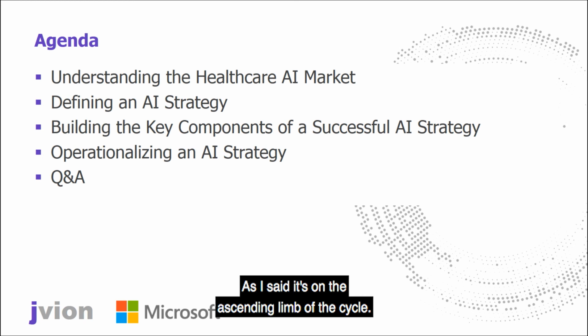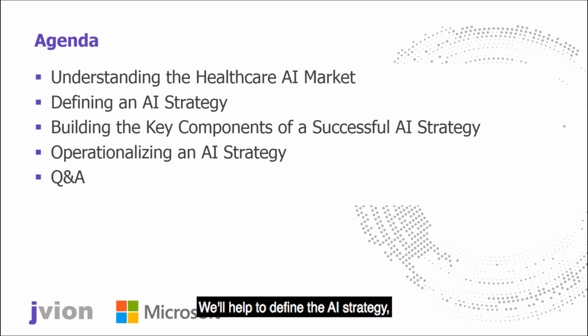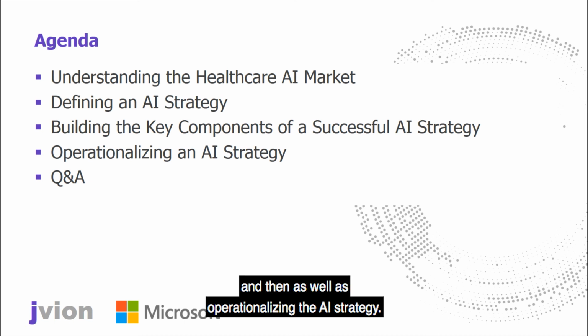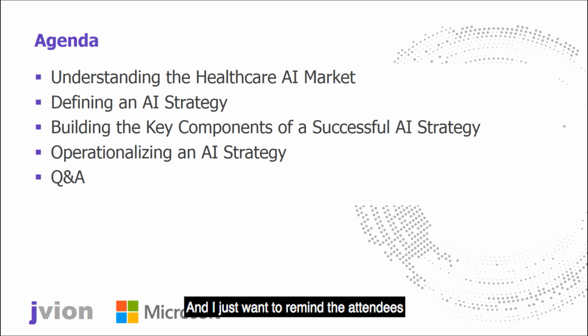So our brief agenda is we'll have everyone brought up to speed on understanding where we are in the healthcare AI market today. As I said, it's on the ascending limb of the cycle. We'll help to define the AI strategy and also talk about the key components of a successful AI strategy, as well as operationalizing the AI strategy. So I think these are all very important steps in actually bringing AI to your organization.